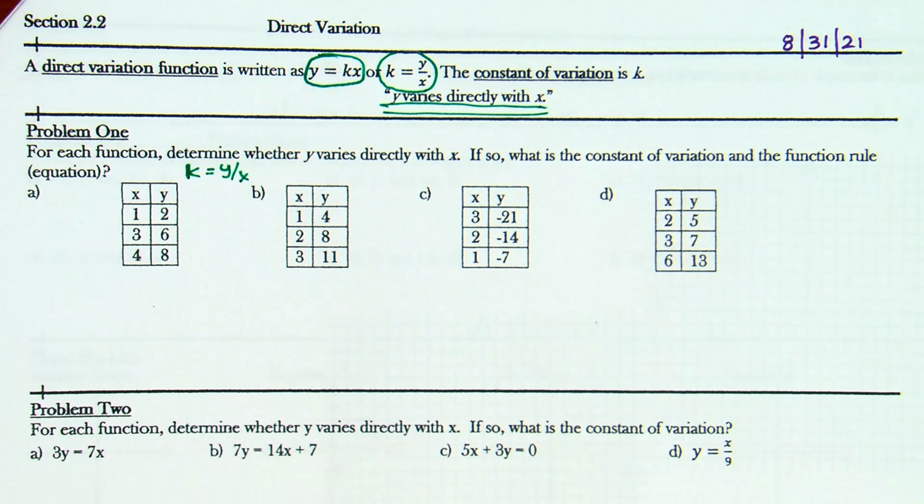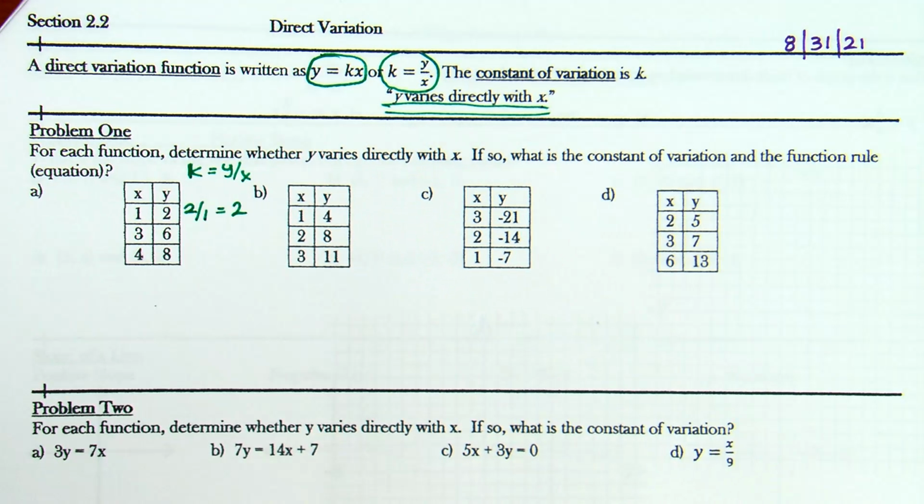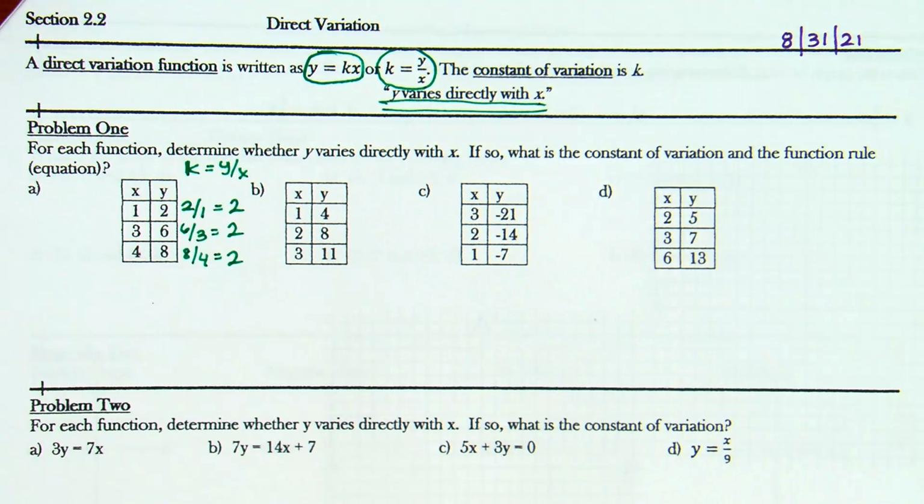Looking at these, my first ordered pair is 1, 2. To check what k is, y divided by x, we'd be doing 2 divided by 1. And what is 2 divided by 1? 2. Check the next pair. 6 divided by 3 is 2. Check the next pair. 8 divided by 4 is 2. Guys, this all worked out the same. Is this an example of direct variation? Yes. So my answer is yes.